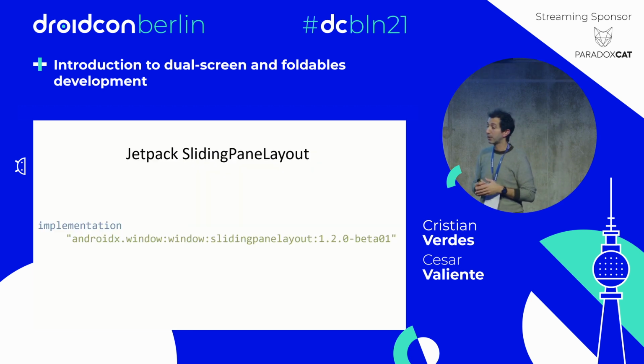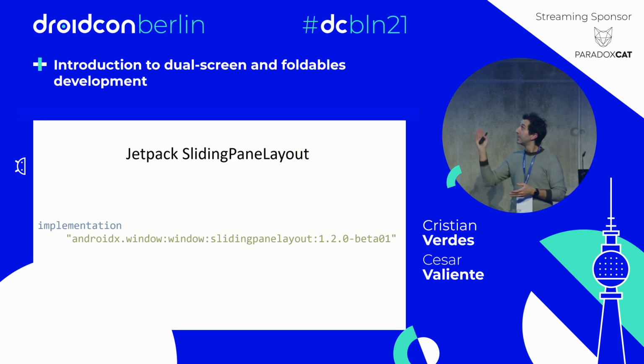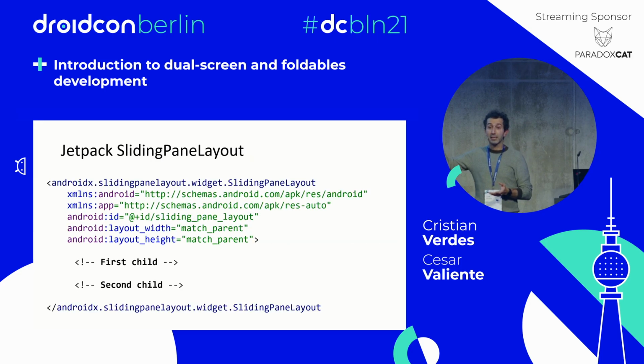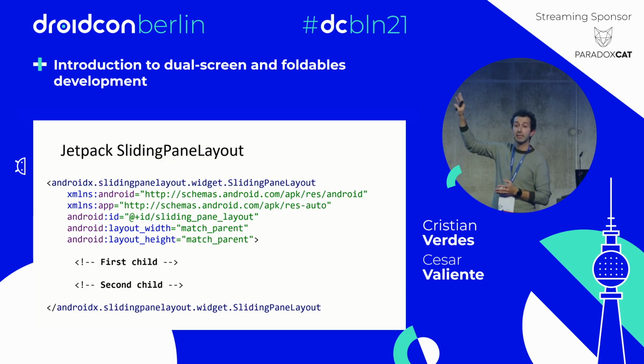How can we use sliding pane layout? Again, super easy, even easier than Jetpack Window Manager. We just have to add this dependency. As you can see here, I'm not adding the Jetpack Window Manager dependency because it's not needed, since sliding pane layout uses window manager under the hood. Then in our XML, we just define the sliding pane layout component, and then we define the two different panes that we are going to use. They can be fragments, a frame layout, a constraint layout, any view, any child. And with that information, you are ready to go.